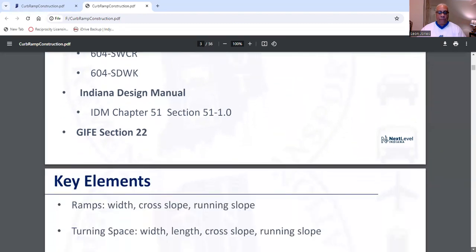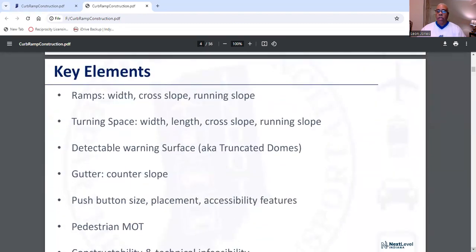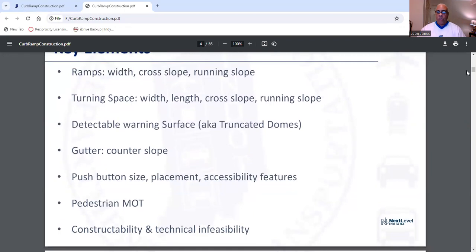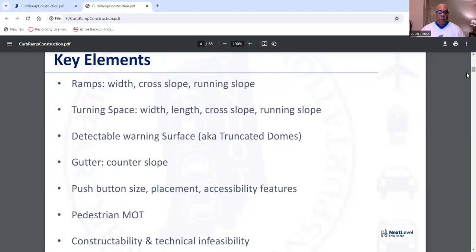As I move on, key elements. This is what you need to understand about curb ramps. What are the elements of a curb ramp? Well, when you deal with inspecting ramps, you have width, cross slope, running slope. Then you have your turning space. And then the turning space includes width, length, cross slope, and running slope. Then again, detectable warning surface, AKA truncated domes. So the domes that are sticking up.